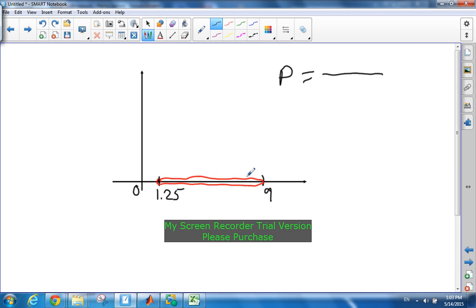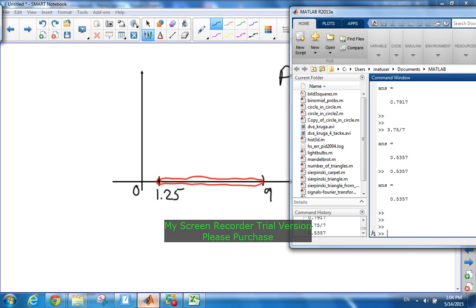So the length of this interval from 1.25 to 9 can simply be found by taking the difference, 9 minus 1.25, divided by the length of the entire interval from 0 to 9, which is 9. In general, you would find it as upper bound minus lower bound, but in this case, it's obviously 9. The denominator is 9. The numerator is obviously 7.75. Okay, so 7.75 divided by 9.